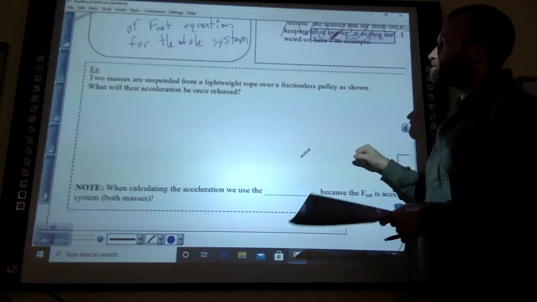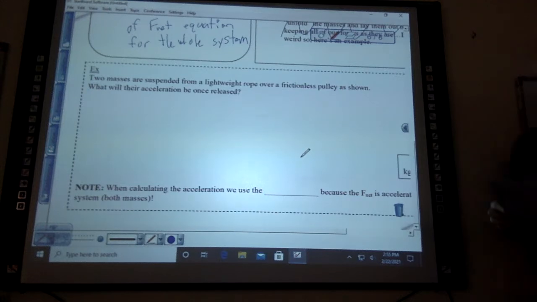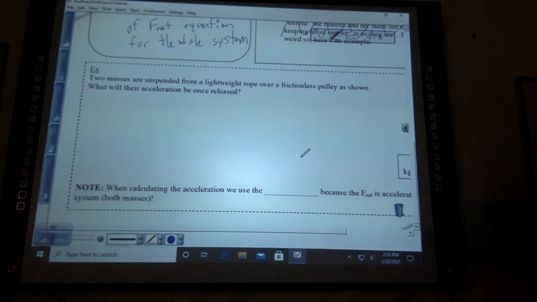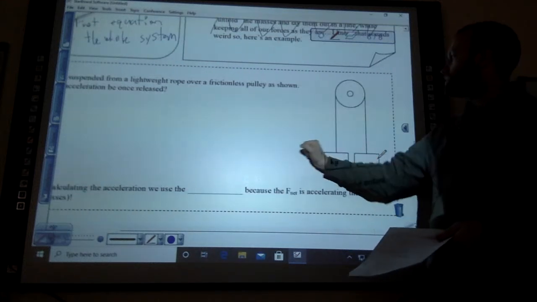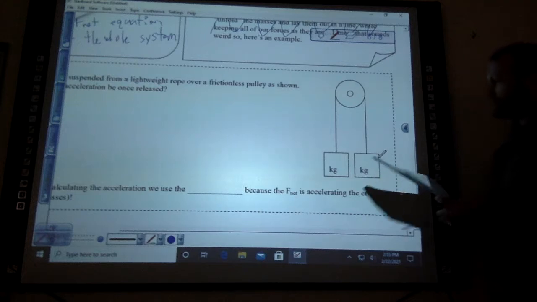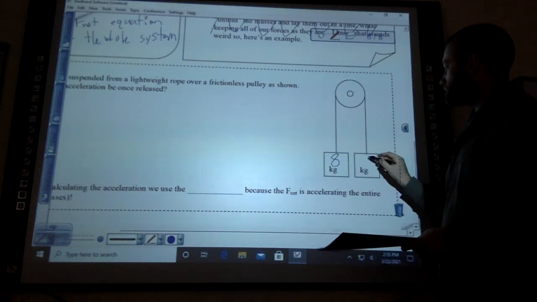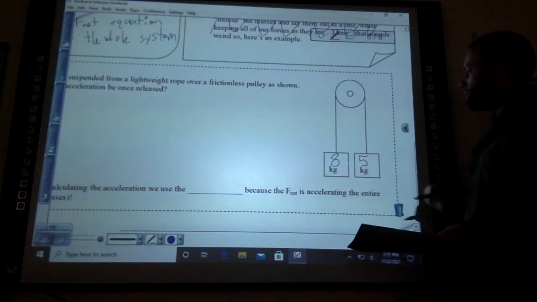So let's do a problem. We've got two masses here that are on a frictionless pulley. So this is the Atwood machine. And we want to figure out their acceleration. So here's our situation. We'll say that this is 8 and this is 5.